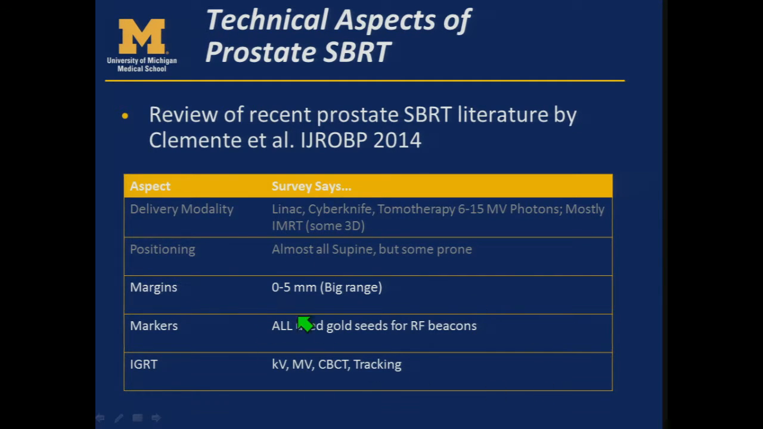Every study that they surveyed in this paper used markers. So markers were kind of a big theme behind prostate studies in general, and definitely for prostate SBRT, either gold seeds or RF beacons. And then IGRT was a combination of KV, MV, cone beam CT, and tracking.